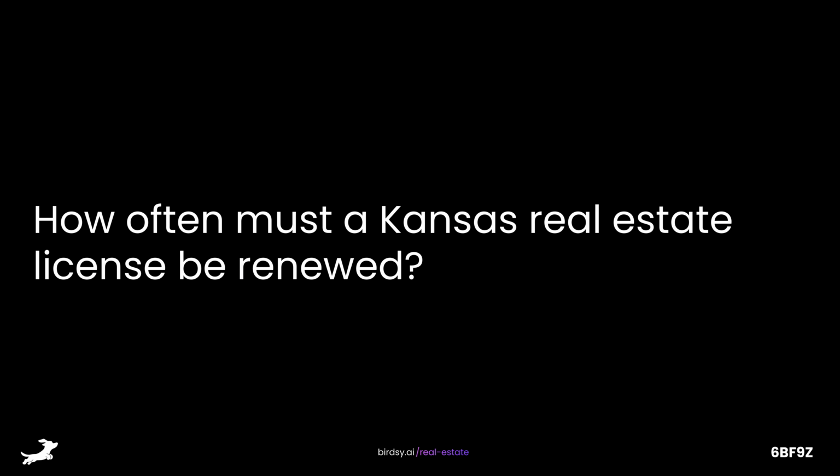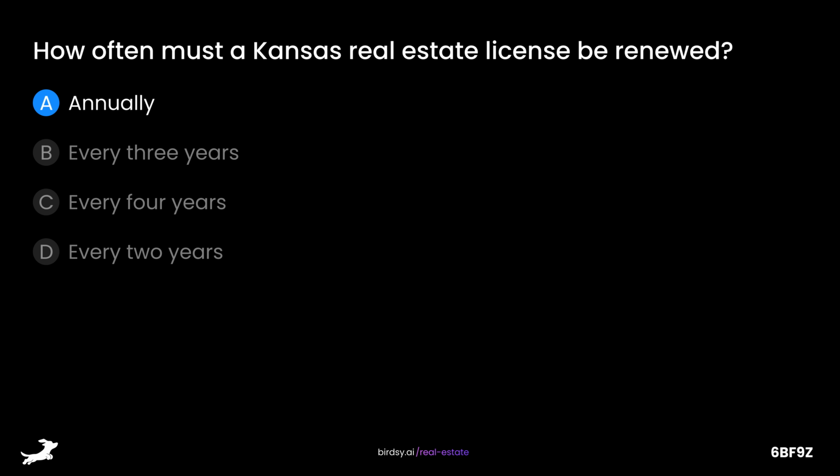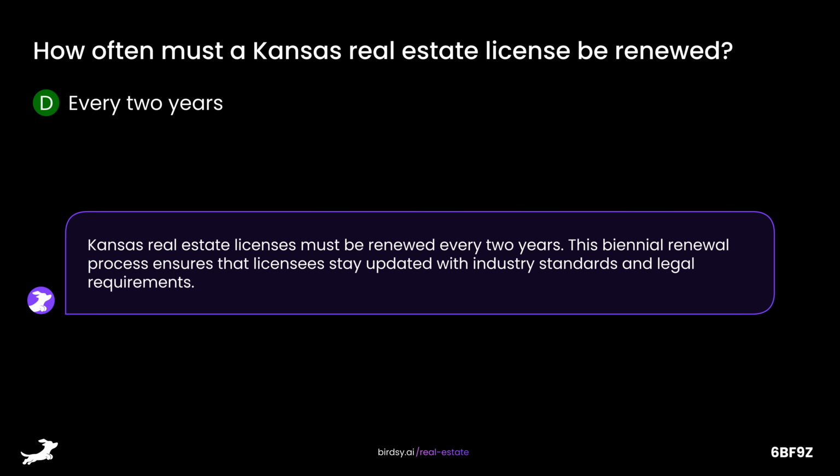How often must a Kansas real estate license be renewed? Is it A, annually, B, every 3 years, C, every 4 years, or D, every 2 years? The answer is D, every 2 years. Kansas real estate licenses must be renewed every 2 years. This biennial renewal process ensures that licensees stay updated with industry standards and legal requirements.